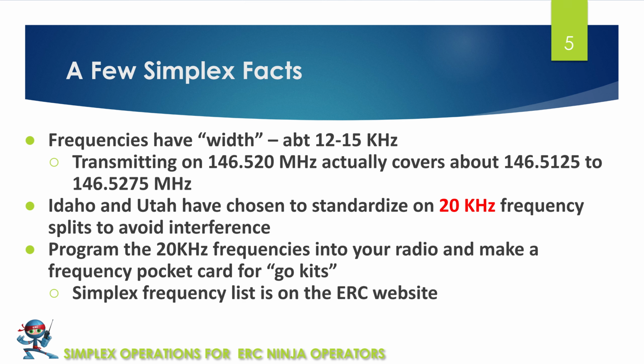To find a list of the Idaho-Utah 2-meter Simplex frequencies, go to the ERC website, ercconnect.org, click on Resources, and then the 2-meter Simplex frequencies. You can actually download databases to program your radio from that source. It's recommended to program in at least those 20 kilohertz frequencies. And if you operate outside of Idaho and Utah, you may also wish to program in the 15 kilohertz frequencies.